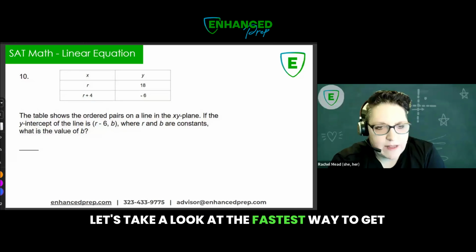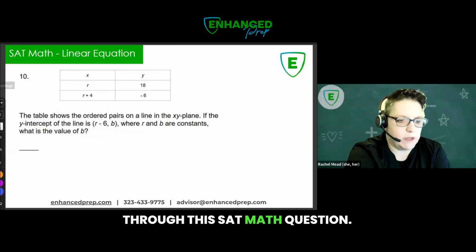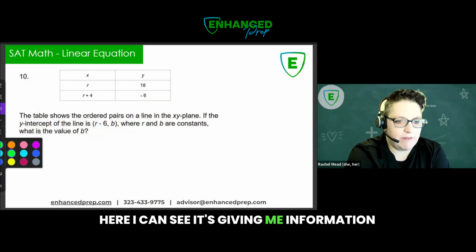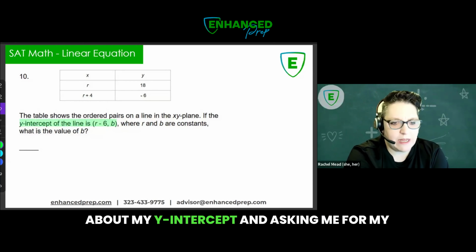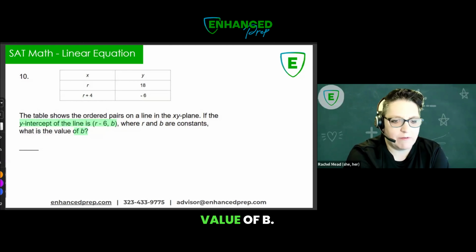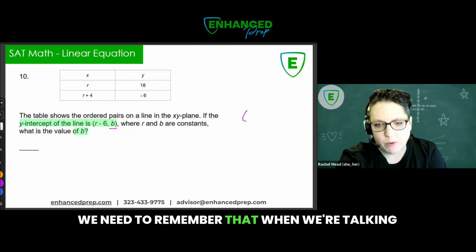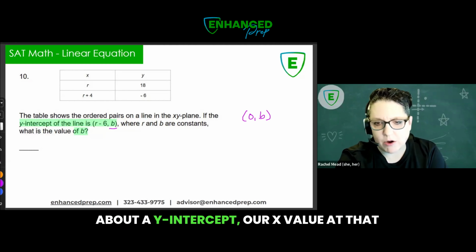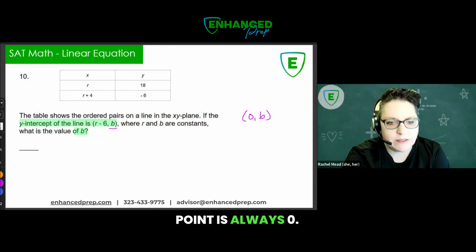Let's take a look at the fastest way to get through this SAT math question. Here I can see it's giving me information about my y-intercept and asking me for my value of b. We need to remember that when we're talking about a y-intercept, our x value at that point is always 0.